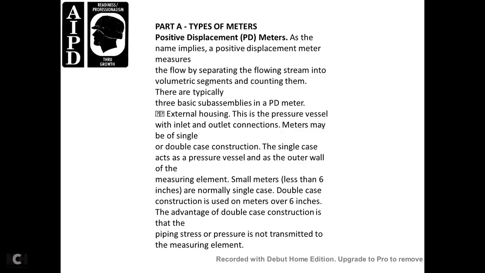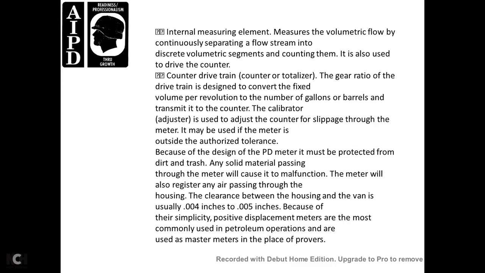Positive displacement meter. As the name implies, the positive displacement meter separates the flowing stream into volumetric segments. Typically, the basic subassemblies of a PD meter are the external housing or pressure vessel, and the inlet and outlet connections. Meters may be single or double case construction. Single case has the full pressure on the outer wall of the measuring element. Small meters, less than 6 inches, are normally single case. The double case construction is used with meters over 6 inches. The advantage of the double case construction is that piping stress and pressure are not transmitted to the measuring elements.